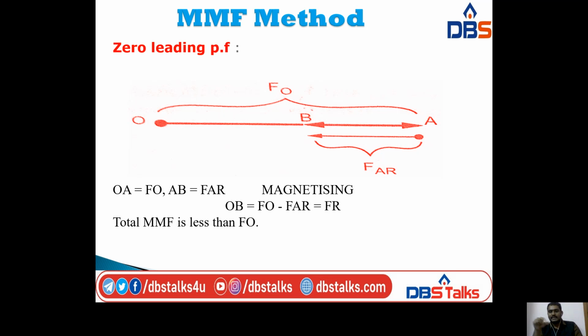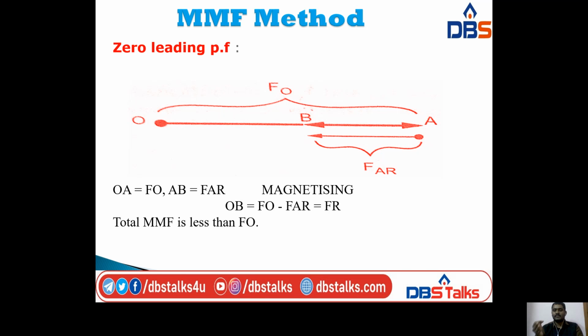Okay, and next AB is equal to FAR. Here I am taking the magnetizing effect, that is OB is equal to F naught minus FAR. This is the algebraic difference between F naught and FAR. So that is equal to FR, that is the resultant field MMF.